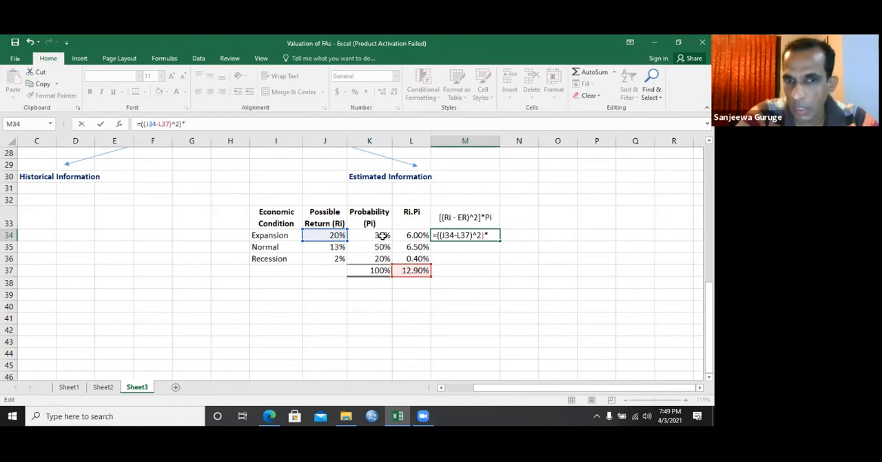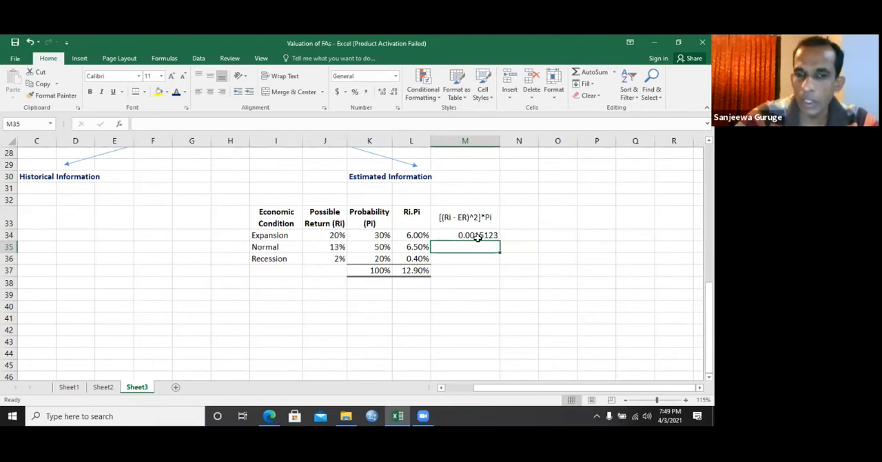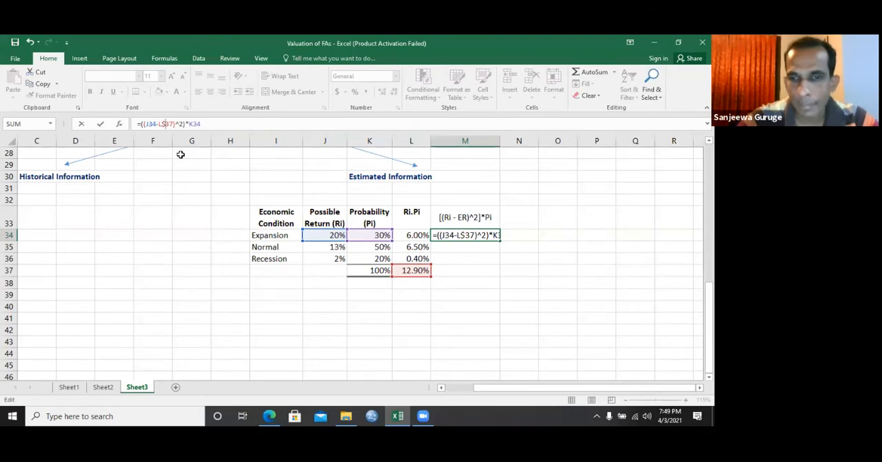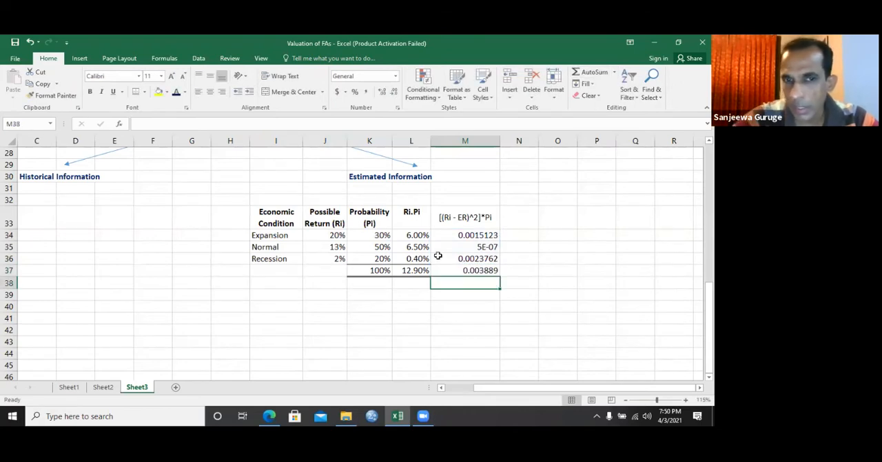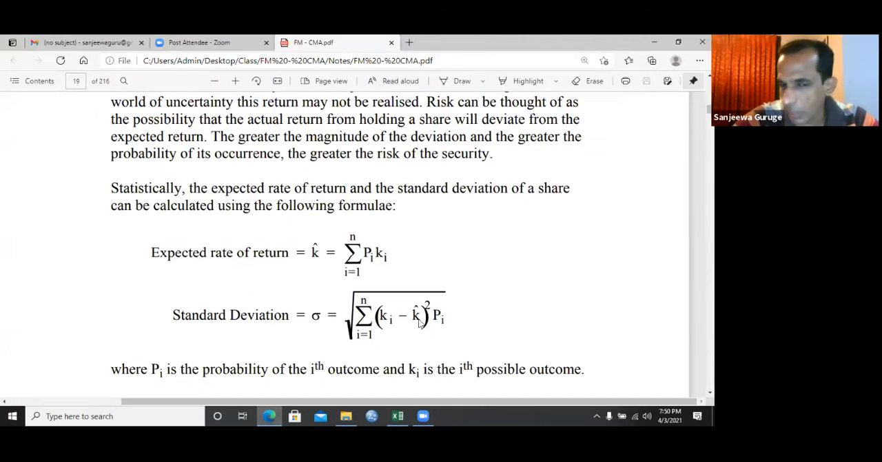So what is the probability? 30%. So we get this one. This should be done for all the possible returns. Here, the expected return is the same. When you apply this, we get these values. And when you get the total, that is this part: possible return minus expected return, squared, times probability, get the total, sigma.